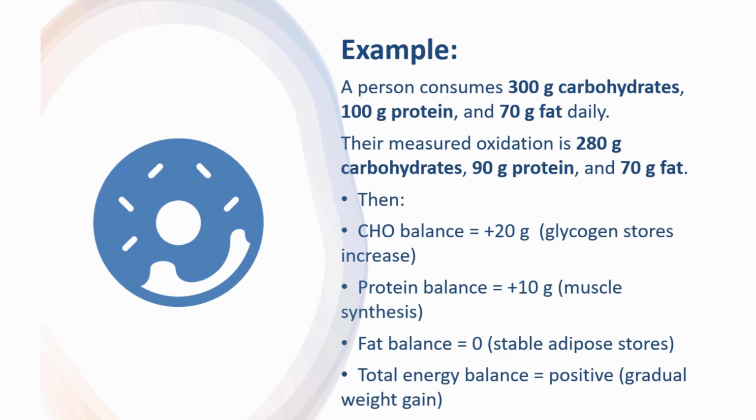Now let's look at an example to understand the concept of energy balance. A person consumes 300 grams of carbohydrates, 100 grams of protein and 70 grams of fat daily. Their measured oxidation is 280 grams carbohydrates, 90 grams proteins and 70 grams fats. Then the carbohydrate balance will be plus 20 grams. That results in the glycogen storage increasing. Protein balance is plus 10 grams and results in muscle synthesis. Fat balance is 0. That means stable adipose stores. And the total energy balance is positive, or gradual weight gain.